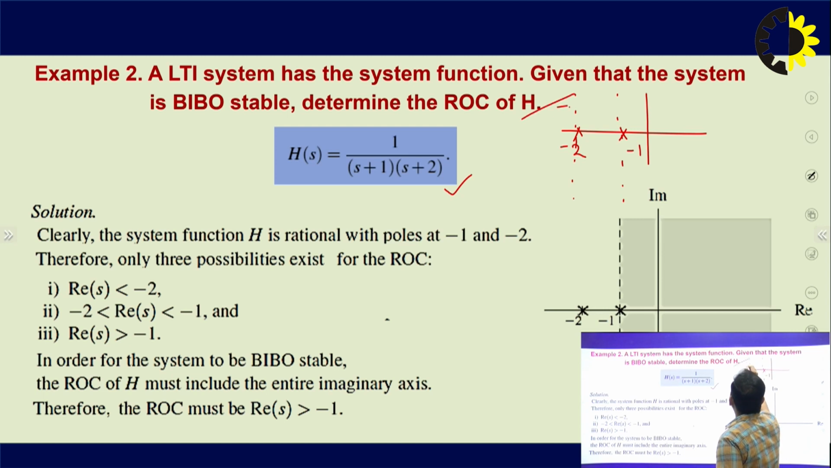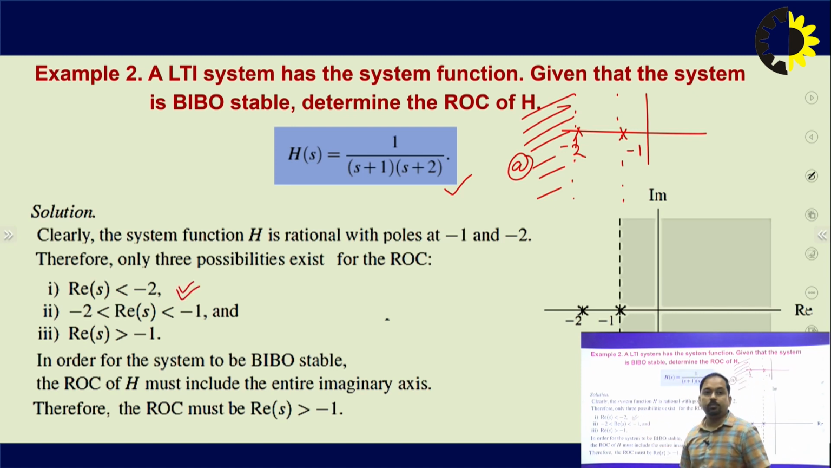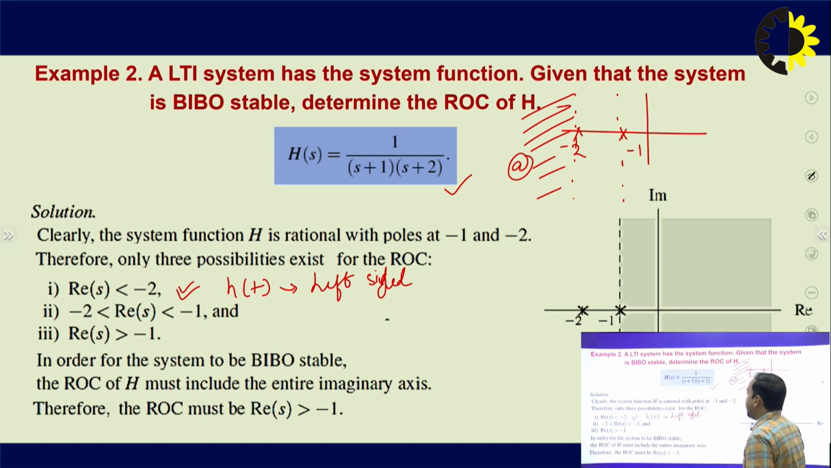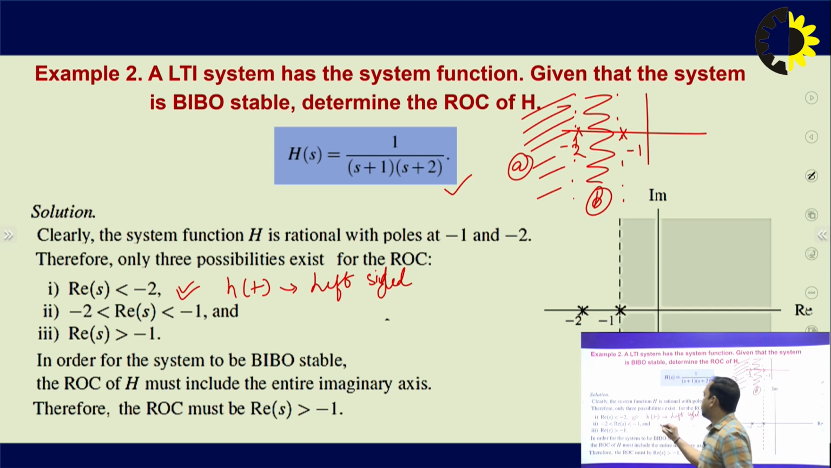The first case is when the real part of s is less than -2, meaning the ROC is to the left of the leftmost pole. So the h(t) we get over here is left-sided. The next case is between the two poles, which is part B. When the ROC is both-sided, h(t) is both-sided.